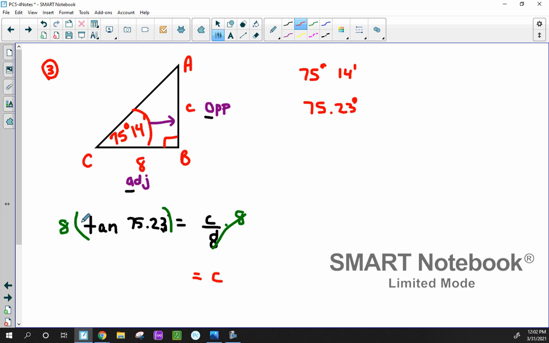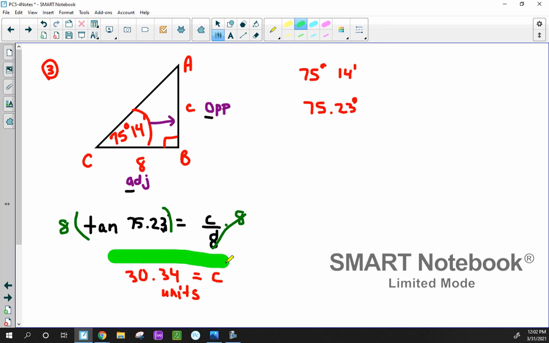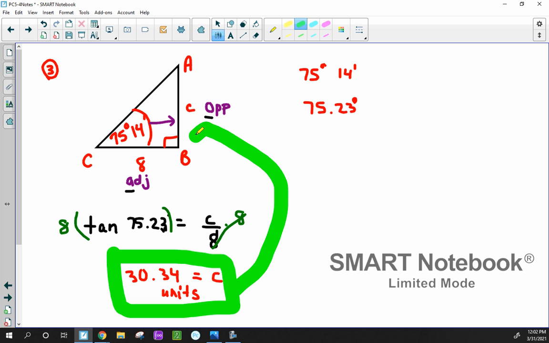Let's see what happens there. I'm getting 30.34, and that is units, because we're talking about sides. And again, I'm rounding, so my answer is the rounded version. So this is the length of that side.